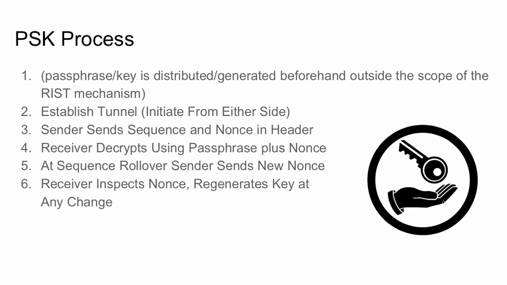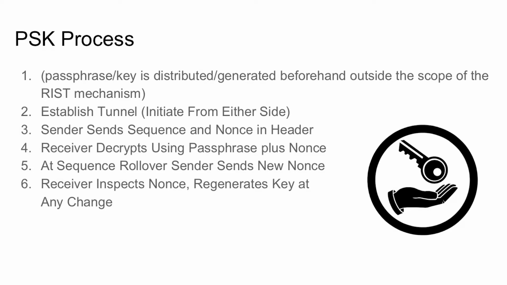Step 2, the tunnel is established by the simple fact of one side opening the UDP connection to the other. There is no authentication, there is no fancy handshake. The minute one side or the other sends the first packet, that's it. The tunnel is established. That's step 2.